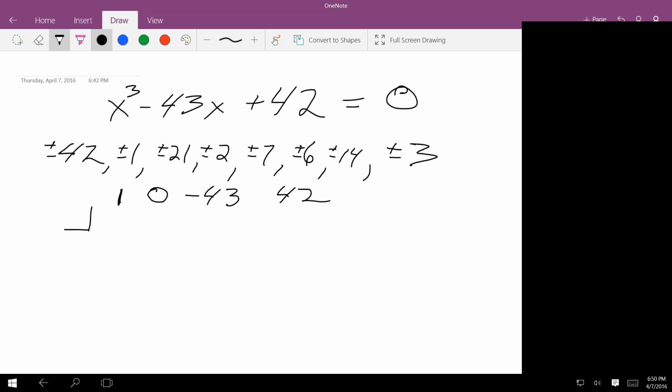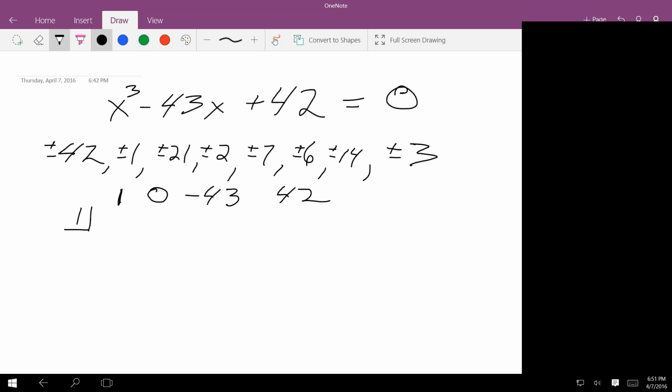Generally, I start with the easiest numbers. In other words, it's just a lot of arithmetic at this point. Okay? So let's start with 1. Let's try that. And we're just going to try 1, we're going to try minus 1, then we're going to try 2 and minus 2 and 3, and then 6, and then 7, and then 14, and then 21, and then 42.